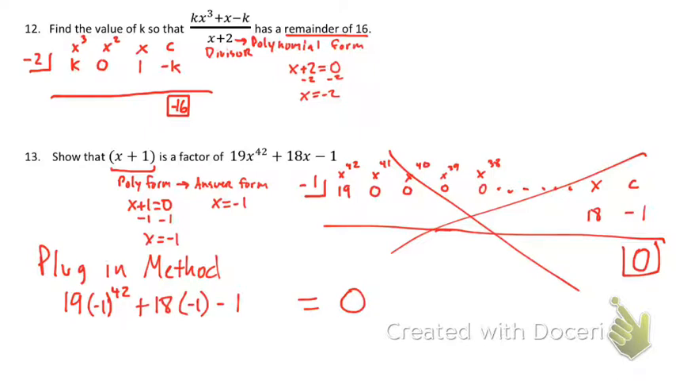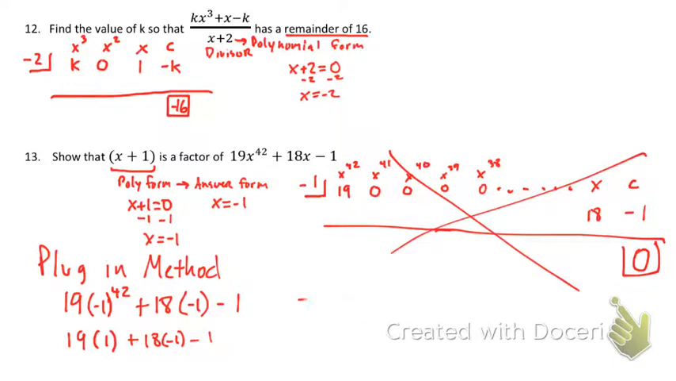PEMDAS, parentheses first. We don't have parentheses that mean grouping; these are not grouping parentheses. Next is exponents. So -1 times itself 42 times: negative 1 times negative 1 times negative 1. Since the power is even, negative 1 times negative 1 is just 1, so all that turns into positive 1. If you don't believe me, throw negative 1 to the 42nd power in your calculator. Then 18 plus 18 times negative 1. There's no exponents there. Minus 1.